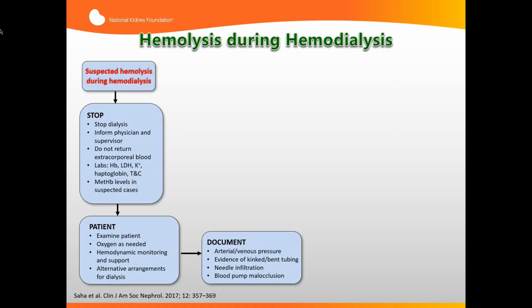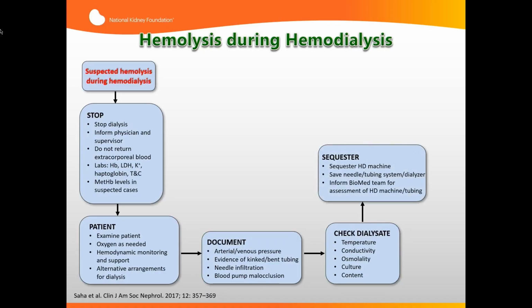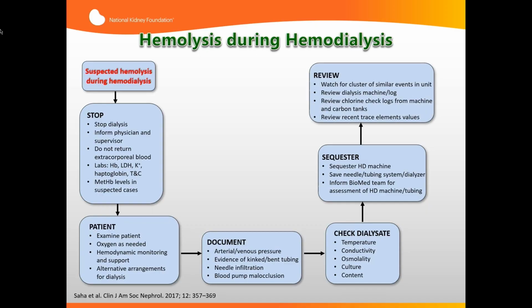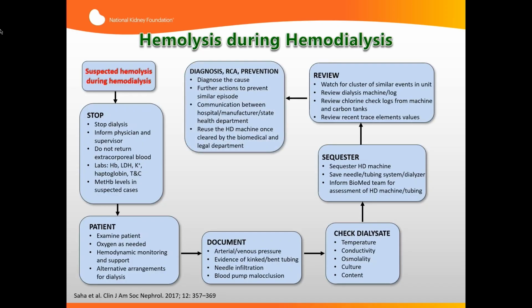Immediately sequester that machine, that hemodialysis machine, save all of the tubing, the needles that go with it. Make sure your machine dialysate temperature control is working, and also make sure your dialysate concentration osmolality is correct. Again, we talked about sequestering it. Also, look for other patients that have had similar type of hemolysis that may have occurred. And this basically completes that root cause analysis because it's a sentinel event if it occurs in the dialysis unit.